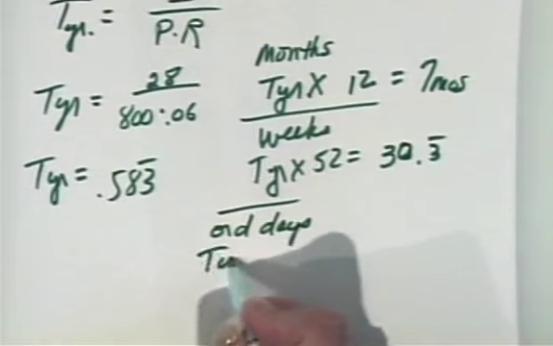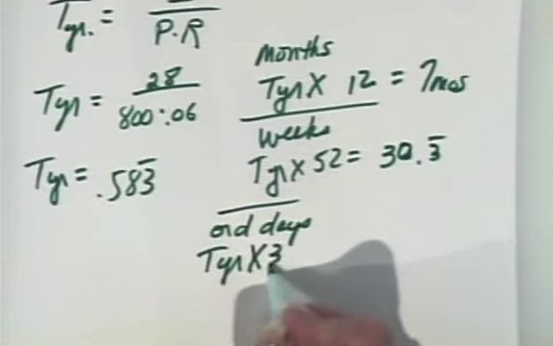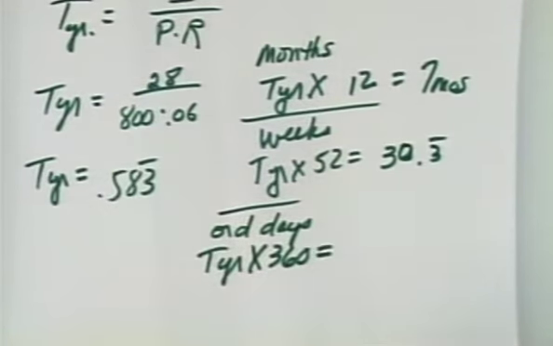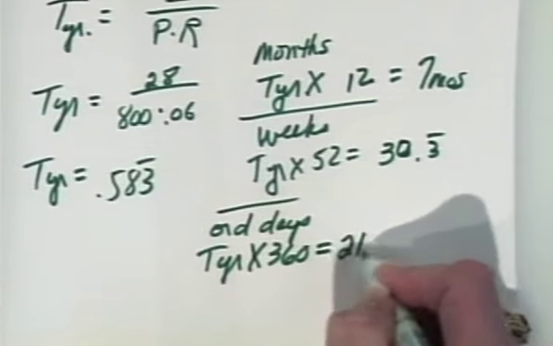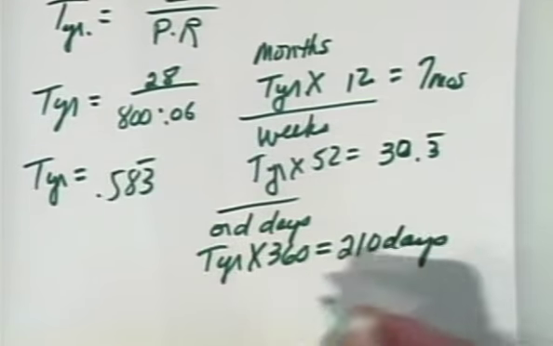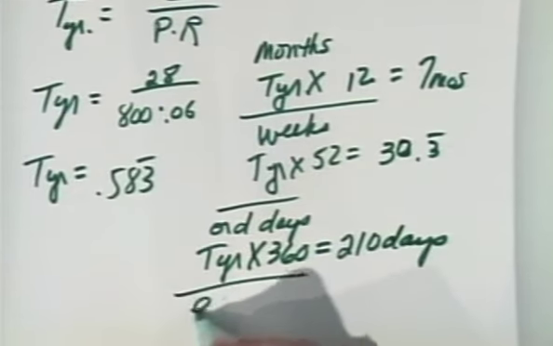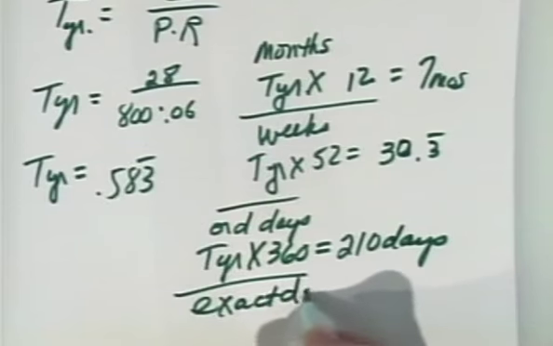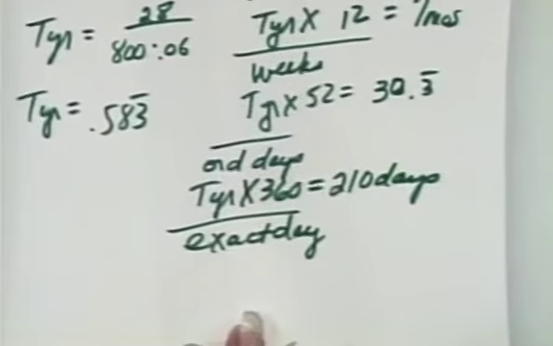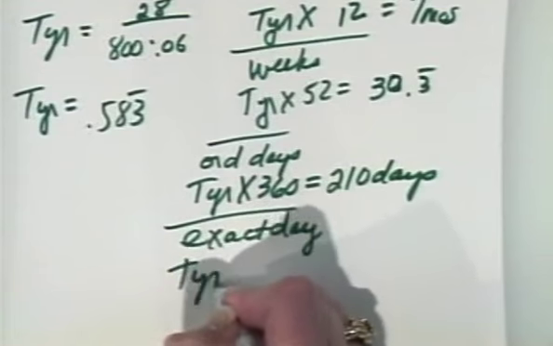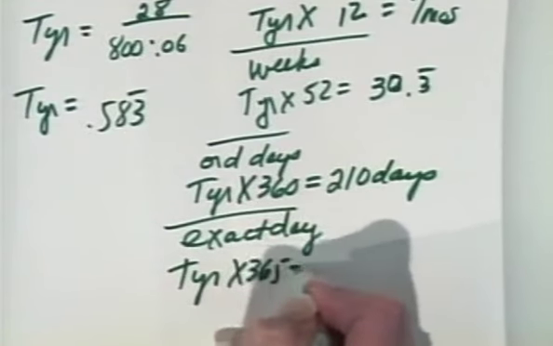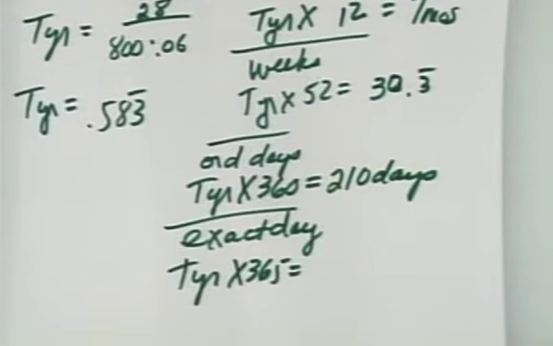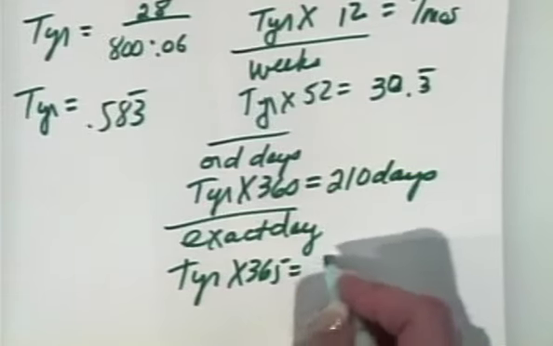If I want ordinary interest and days, I'm going to take time in terms of a year and multiply it times 360. And how many days am I going to have for ordinary? 210. That's right. And if it happened to be exact interest and days, I'm going to take time in terms of a year times 365, and that converts to 213.